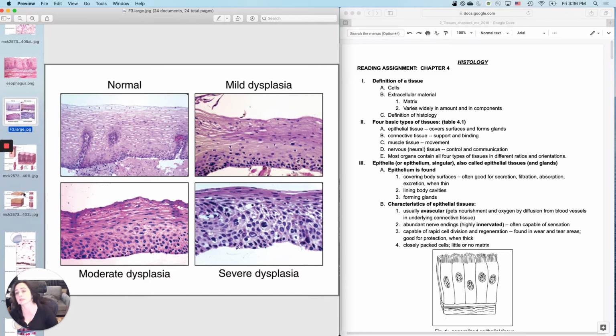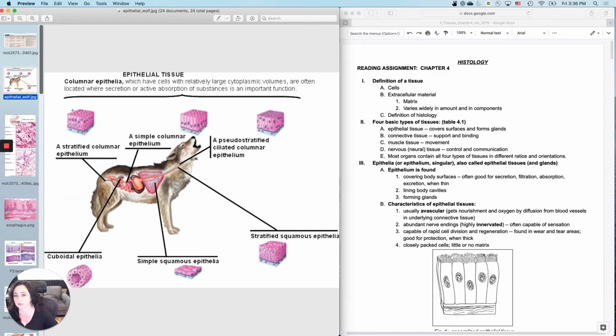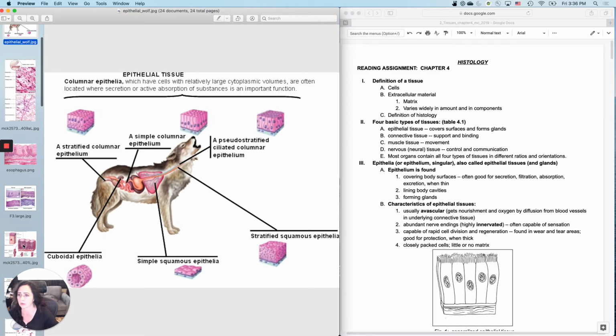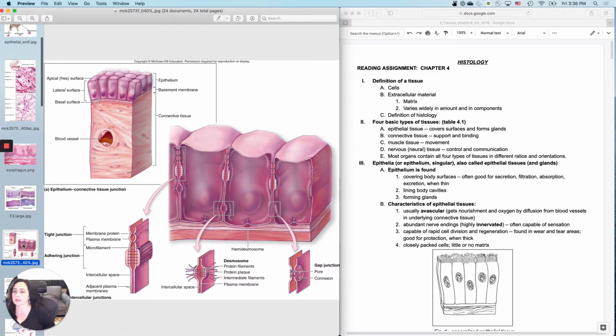Okay, so let's look at some things that are characteristic of epithelial tissues. So go back to this picture of the dog for just a second. So look at these tissues, and then we'll look at some things that they have in common. We're going to do a blow up of one that kind of looks like that. All right, so tissues right here. So what do these have in common?